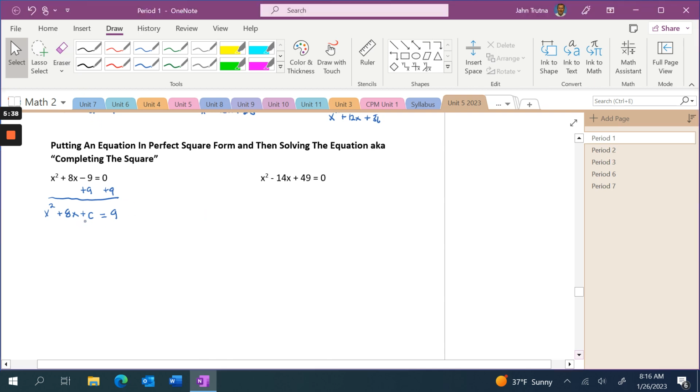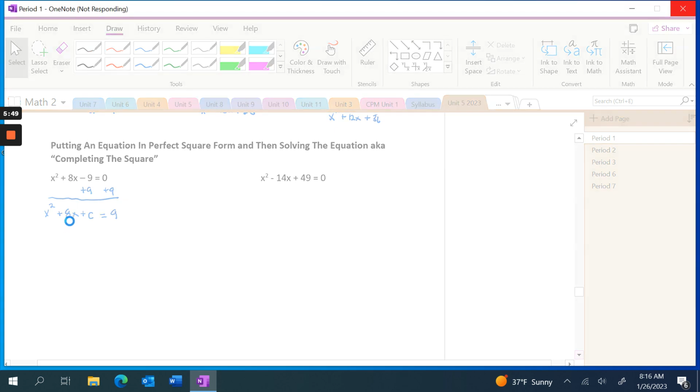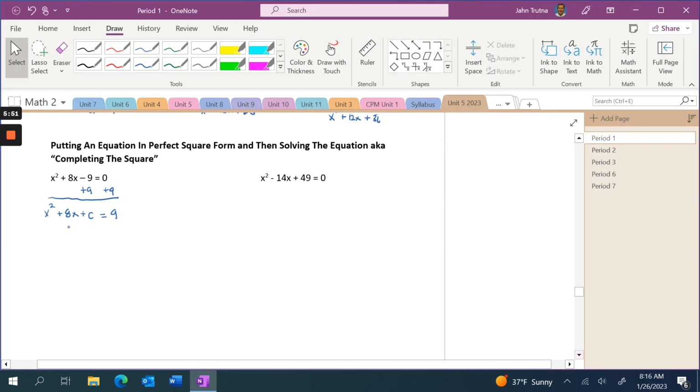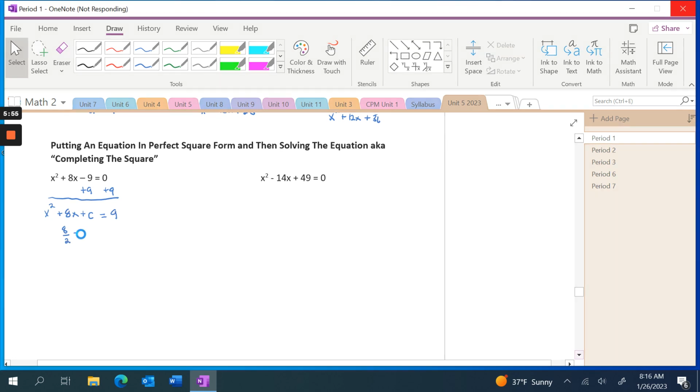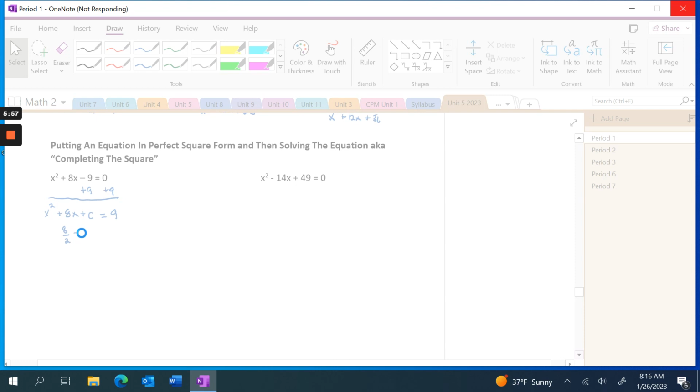We're having troubles. But what we're going to do is we're going to figure out what number goes where that c value is, okay? And we're going to do that by putting the equation in perfect square form. So the way to do that is I take the number in front of the x, which is the 8. I divide it by 2. That is equal to 4.